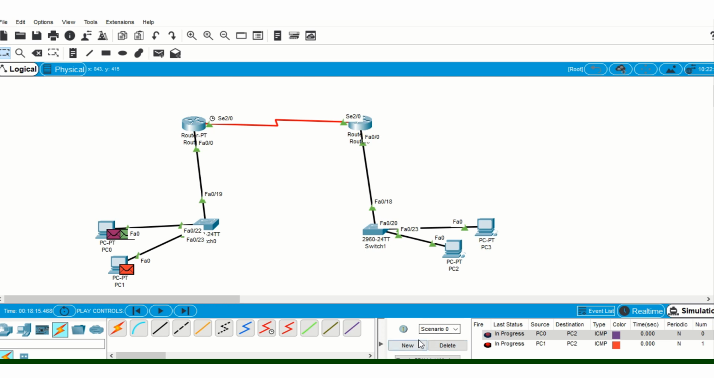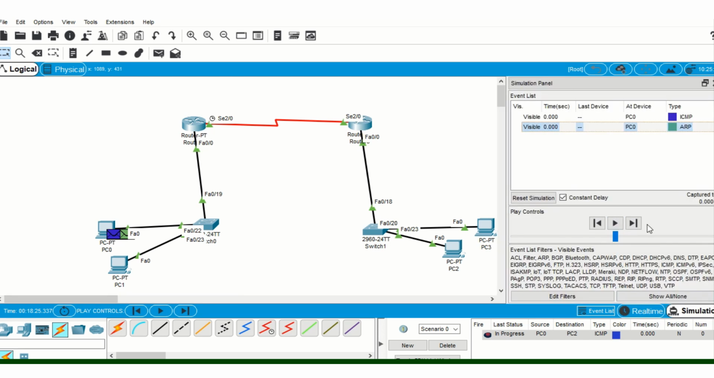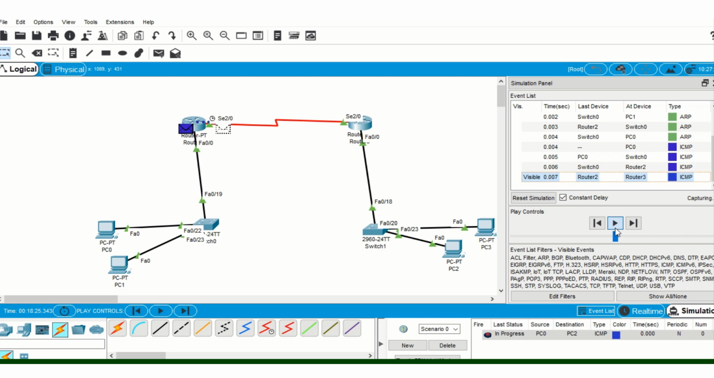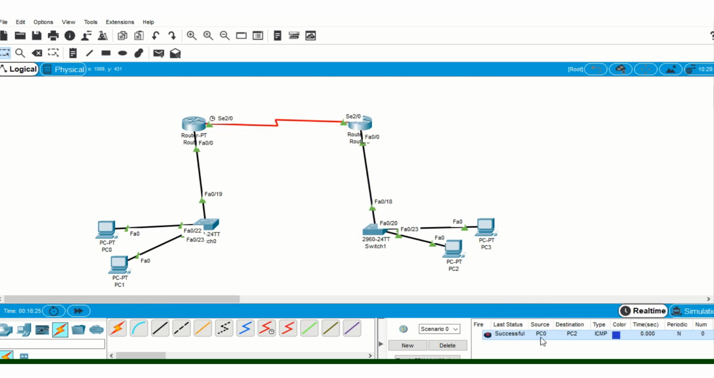Now simulation mode. See, it's successful.